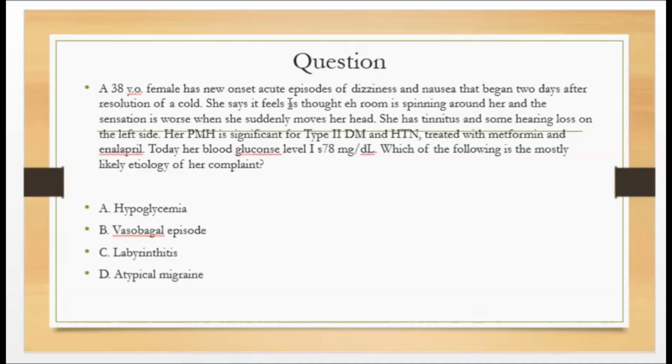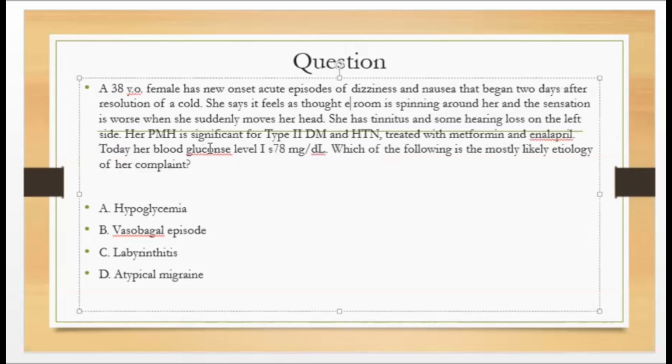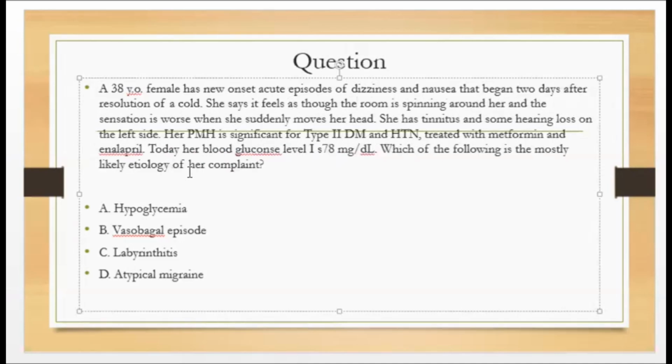As though the room is spinning around her, and the sensation is worse when she suddenly moves her head. She has tinnitus and some hearing loss on the left side. Her past medical history is significant for type 2 diabetes and hypertension. She's been treated with metformin and enalapril. Today, her blood glucose is this. Which of the following is the most likely etiology of her complaint?